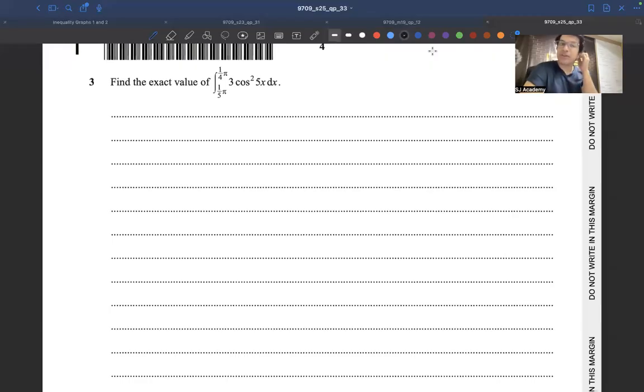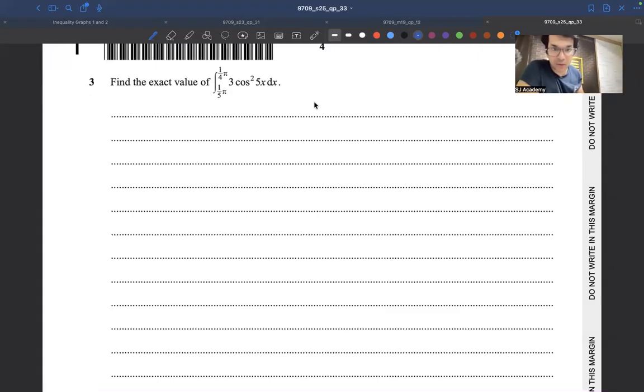So in question number 3, it says find the exact value of the integral of 3 cos square 5x with the limits 1 upon 4 pi and 1 upon 5 pi. Now to integrate this type of trigonometric term, we'll have to use an identity. For both sine and cos, if the power is more than 1, we cannot integrate it directly. We have to use an identity.